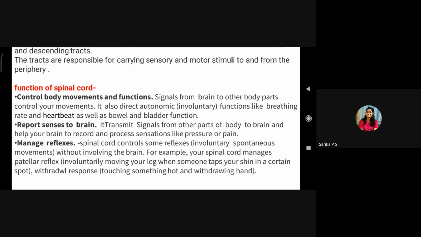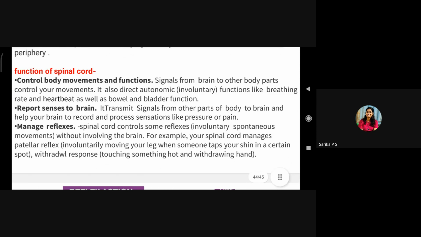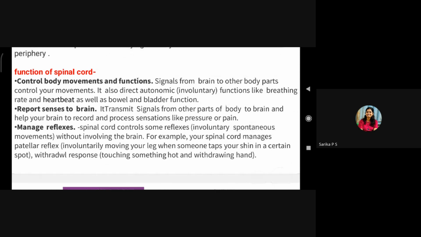For example, a candle is lighted and suddenly your hand touches the flame of the candle unknowingly. So unknowingly you will remove your hand from the flame of candle. That is the reflex. You don't know what you are going to do, automatically you do the action. That is reflex action. This is the automatic action.